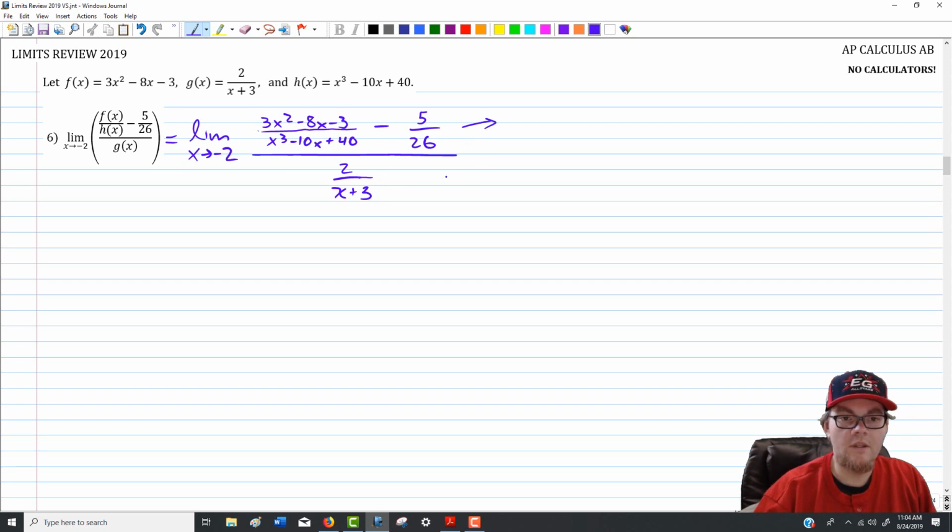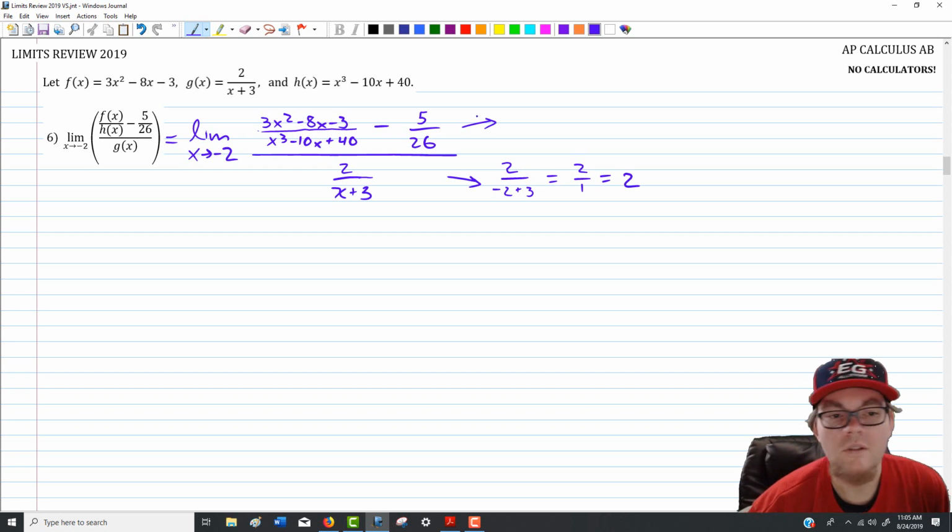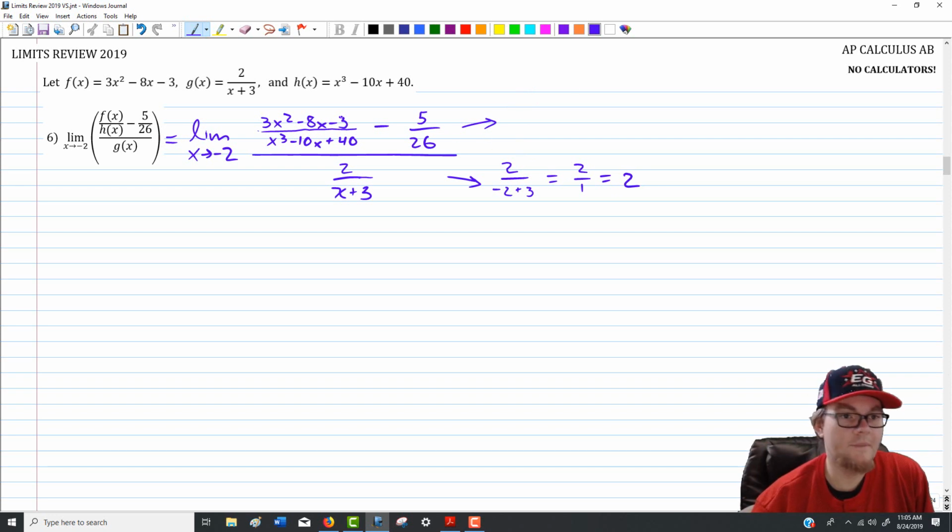Now, as you jump into it, there's something kind of interesting that pushes me in a different direction right off the bat. If we plug negative 2 into our denominator, we get 2 over negative 2 plus 3, which is literally just 2 over 1, or 2. What that tells us is that we shouldn't have anything indeterminate in this problem. Our entire denominator is not going to 0. So unless something weird happens in the numerator, we're basically done with this problem. We just have to direct substitute and evaluate.